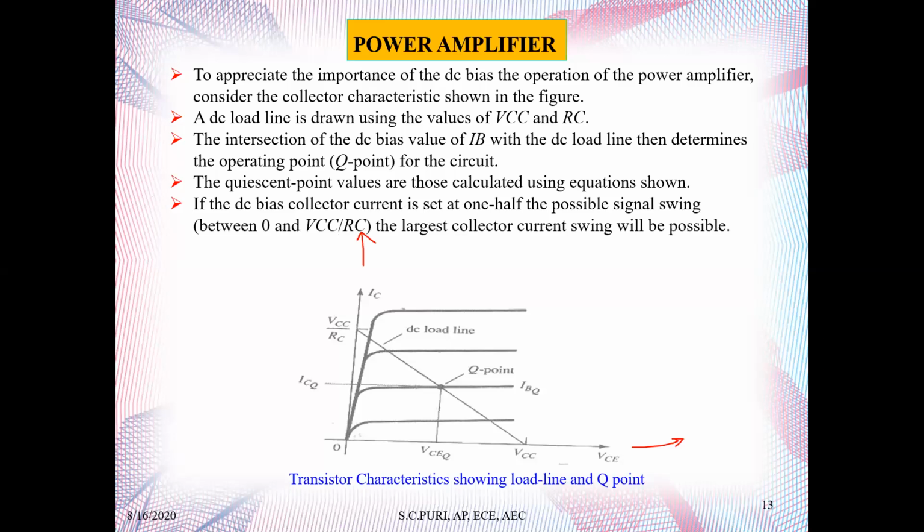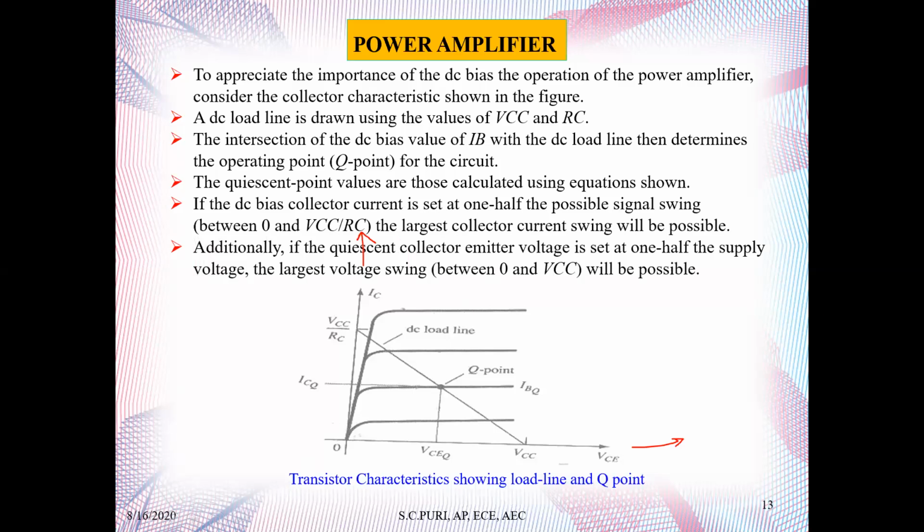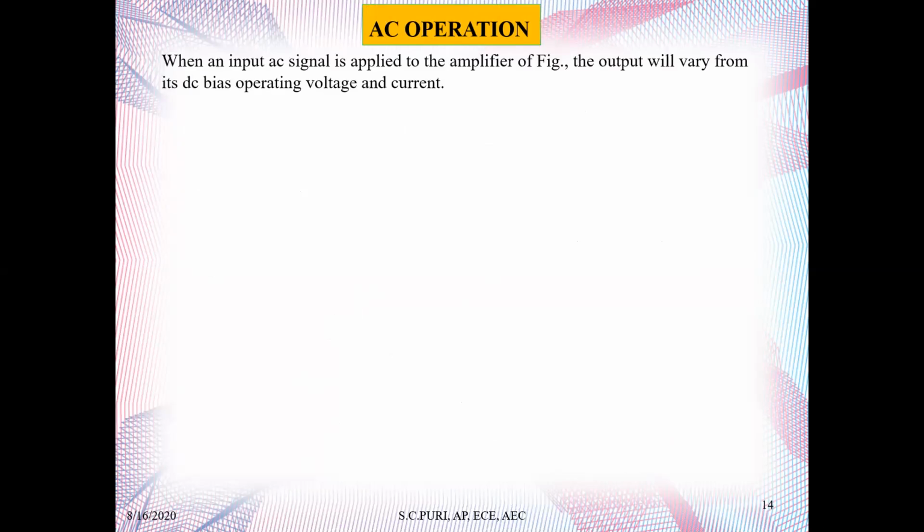If the DC bias collector current is set at 1/2, the possible swing of the signal is between 0 and, you can see here, VCC by RC, so the largest current swing will be possible. Additionally, if the quiescent collector emitter voltage is set at 1/2 the supply voltage, the largest voltage swing between 0 and VCC is also possible. So now we will talk of AC operation.